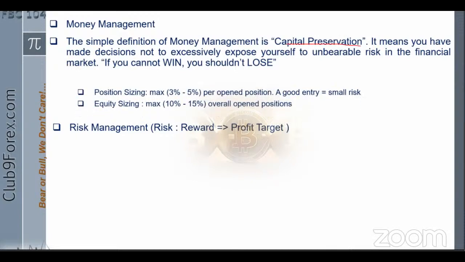That's just the simple definition of money management: to preserve your capital in such a way that if you are not going to be able to win when trading, you shouldn't lose your capital. And so it means you have made a decision to not excessively expose yourself to unbearable risk in the financial market. If you cannot win, you shouldn't lose. So by way of comfort, we are only going to be risking 3 to 5% of our account anytime we want to take a trade.